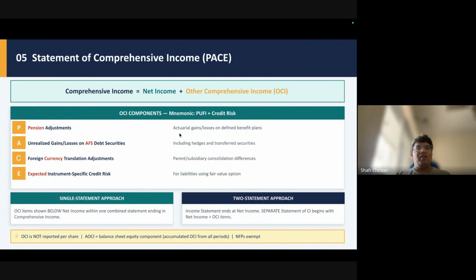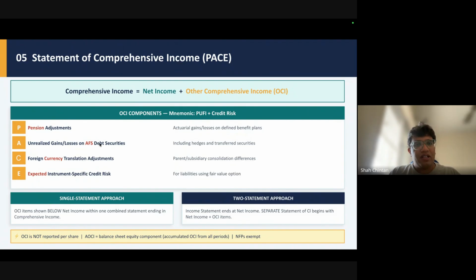So what happens, just a normal idea. Suppose you are working for a company and you are giving retirement benefits to the employees. So you use actuarial services to calculate that when an employee will get retired, what sort of pension you will be paying to them. And every year that estimate keeps on changing. So that pension adjustment is not recorded in the income statement, rather it is recorded in the OCI. So the first item of the other comprehensive income is PACE. P stands for pension adjustment, not part of your syllabus anymore. Number two, unrealized gain and loss for available for sale debt securities.